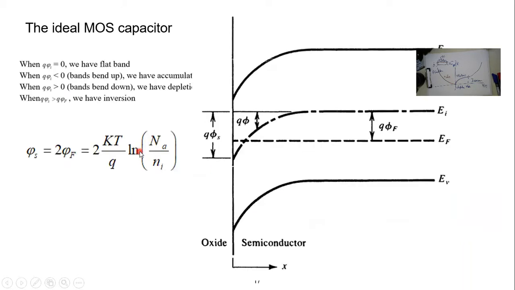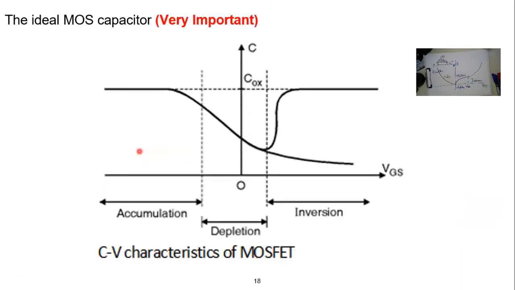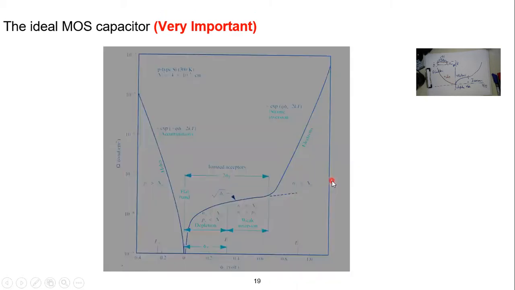Then we have also the same story from the capacitance perspective. Here is the accumulation, here is the depletion, and here is the inversion. And finally, we have the same story from the charge accumulation perspective, so you can plot the charge everywhere. These are very, very, very important for your understanding as well as for your unseen examination.